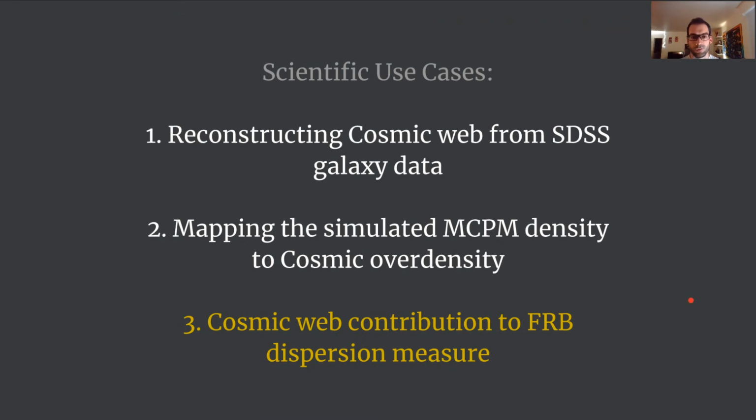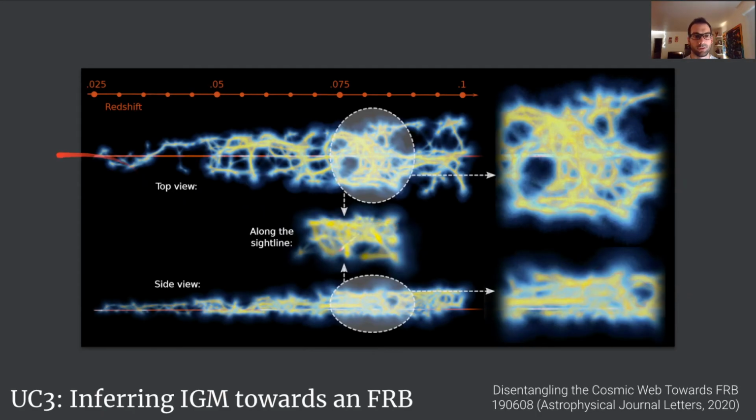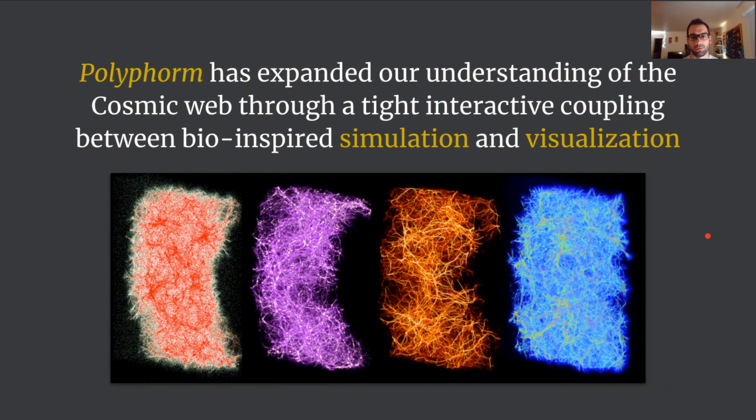Finally, we managed to reconstruct the cosmic web between Earth and an event called the fast radio burst, or one of the fast radio bursts, which are very short, strong impulses of energy. And in this study, we showed that the radio burst that actually travels along this red sight line goes through a very dense region of the cosmic web that we were able to reconstruct and visualize using Polyphorm here. So this was actually the first result of its kind.